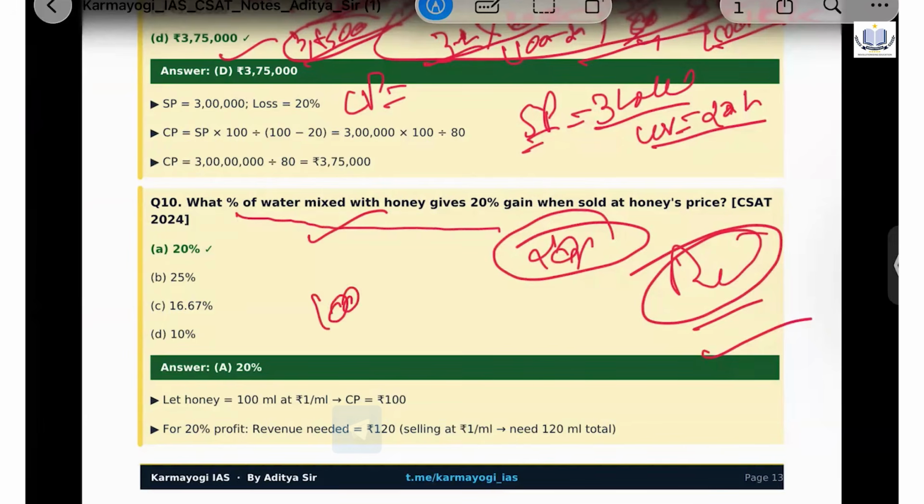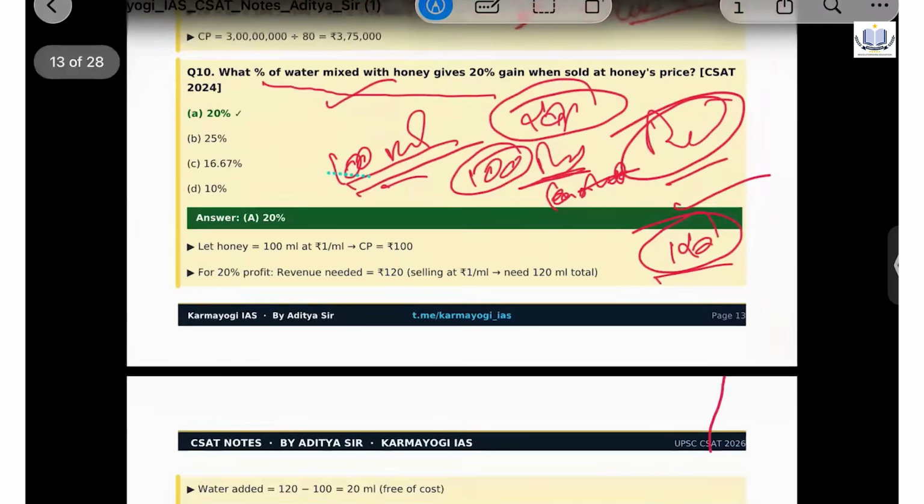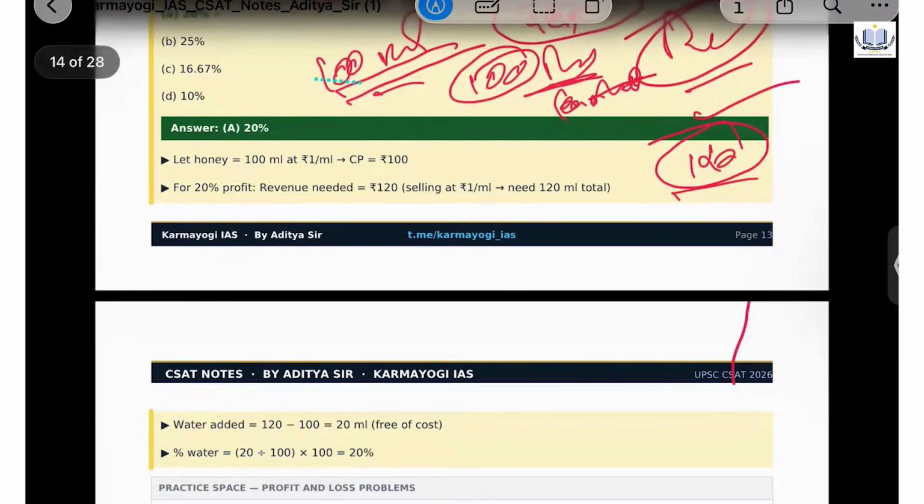Let honey be 100 ml. And let the price of 100 ml be 100 rupees. Now the price is 100 rupees only, but for profit we need it to become 120 rupees. We want 120 rupees on selling 100 ml. So what needs to be added is water, if we add 20% water, then only we will be able to get that margin, right?